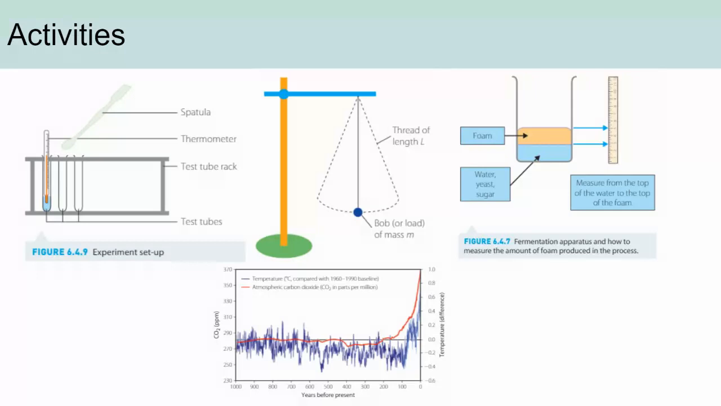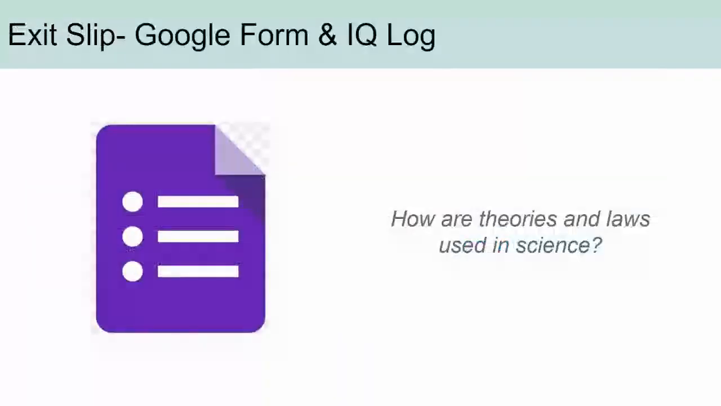conservation of energy, and then we're going to analyze some secondary source data to look at how the law of conservation of energy is applied in the Earth. We're looking specifically, we can see here a preview of the graph, at carbon dioxide levels and temperature and seeing how they work within the law of conservation of energy. And again, completing our Google form to consolidate our knowledge and practice some exam style questions, and then updating our inquiry question log. So how are theories and laws used in science?